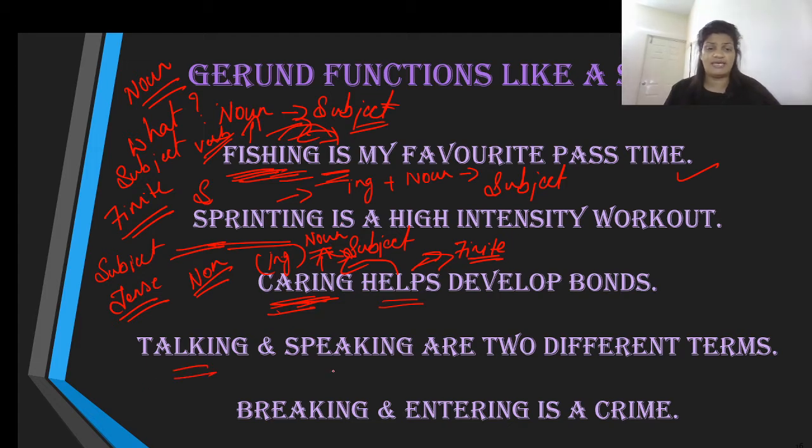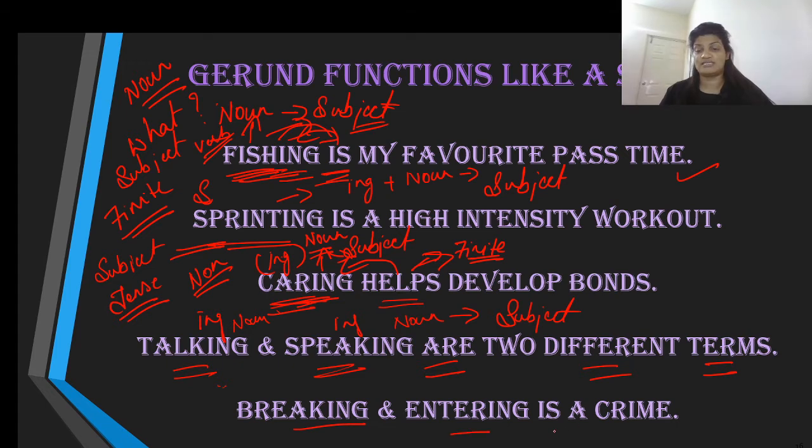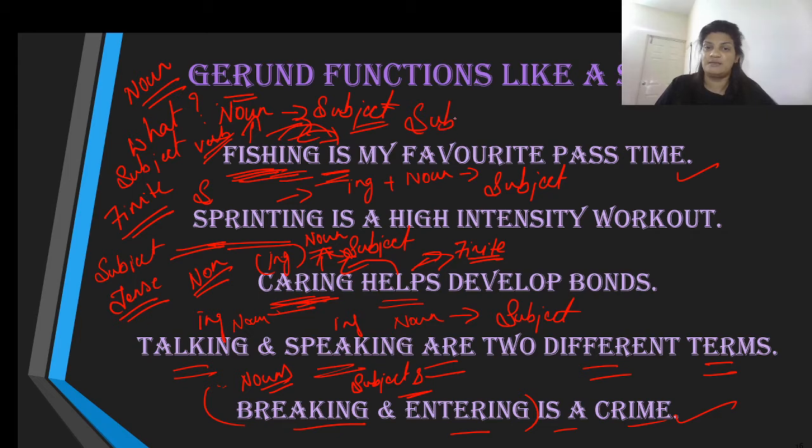Next is talking and speaking. Both are ing verbs. Talking and speaking are two different terms. Talking, obviously, as a noun, speaking also as a noun. Therefore, our subject. And breaking and entering is a crime. Again, here, breaking and entering, we have two ing verbs functioning like nouns or the subjects. So this gives us the clarity that gerund functions like a noun and functions like a subject.